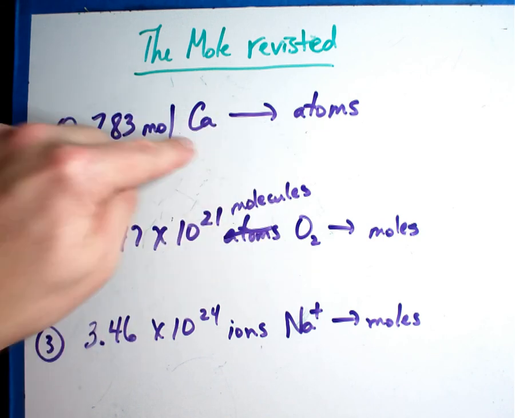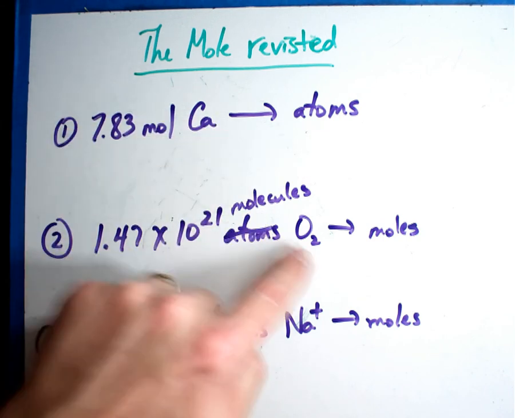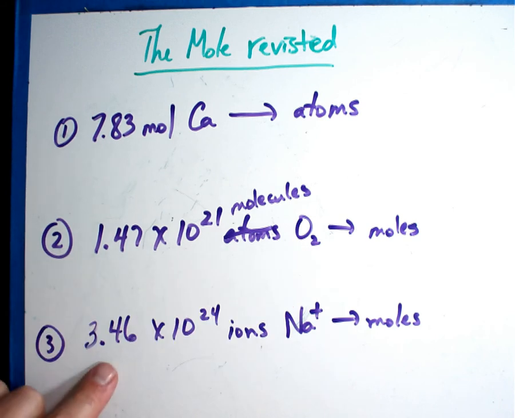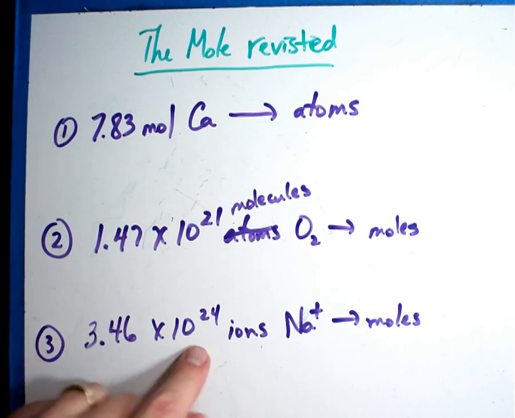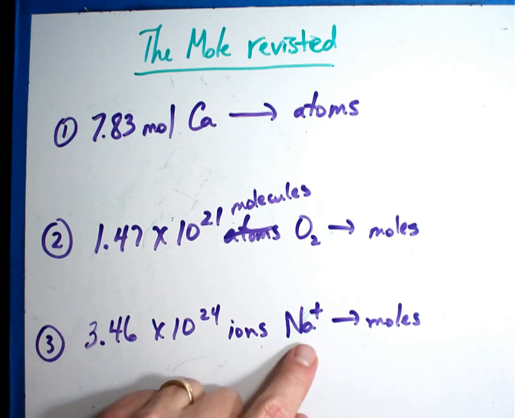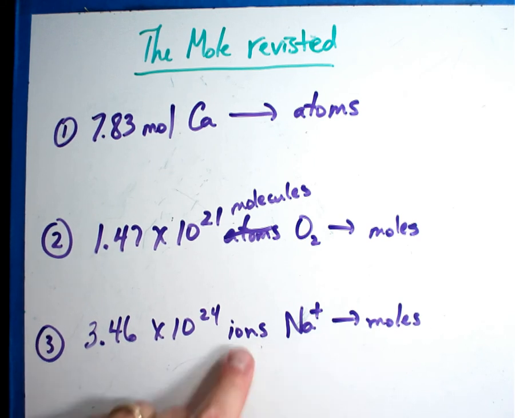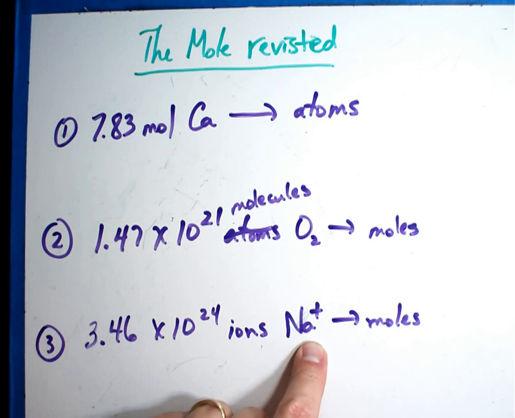Atoms is singles, that makes sense. Molecules are groups, and that's a group. And then in the third one, 3.46 times 10 to the 24th ions of sodium plus to moles. Now I want to talk about this one real quick. Ions, anything that has a charge. Okay, the word matches what it is. Okay, so you're going to do exactly the same math. 1 mole is 6.02 times 10 to the 23rd.